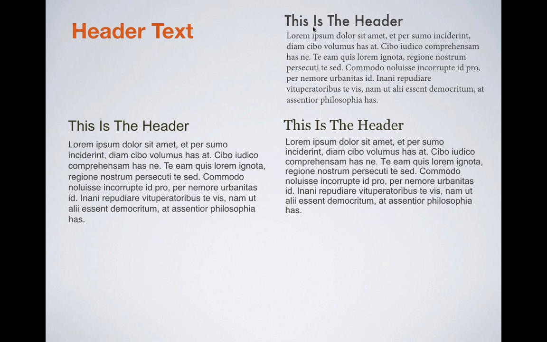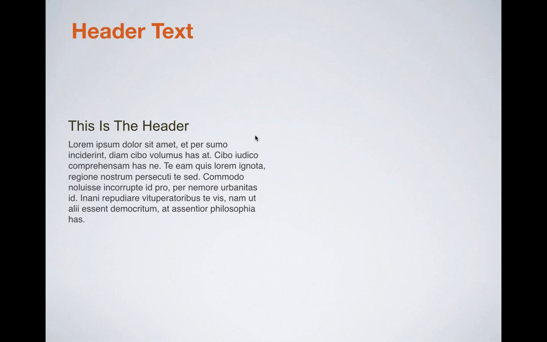So the basic rule of thumb that is in the readings for this week is that if you use a serif typeface for your body text, then use a sans serif for the headings, because it's going to stand out. It's going to look different. And then the opposite is true. If you're using sans serif for your body text, then use a serif typeface for the headers.